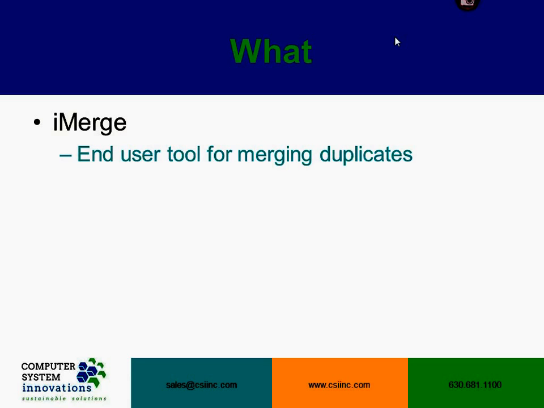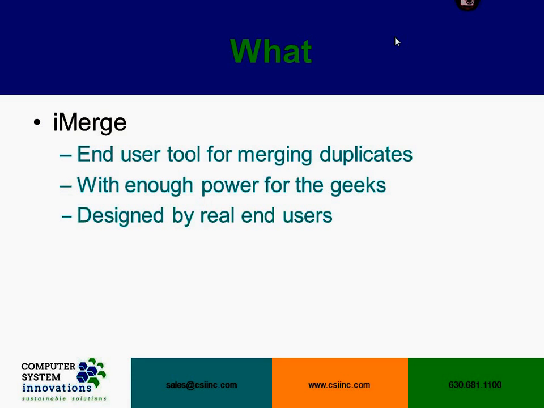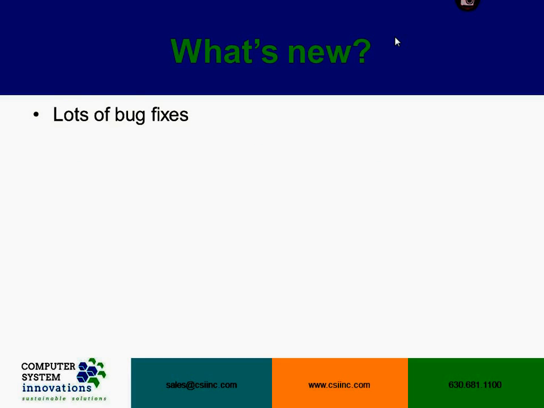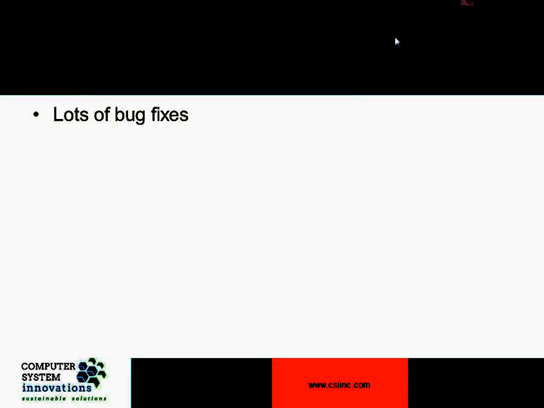So what is it? It's iMerge, right? It's an end-user tool for merging duplicates. But it's got enough power for the geeks, and it's designed by real end users. Greg Hartigan's one of those people. He was an end user at his former job. And then Greg actually gave us a whole bunch of input, and he was kind of the architect for the dupe finder. So I threw this in there for him as well. So it's designed by real end users who might be a little geeky themselves.